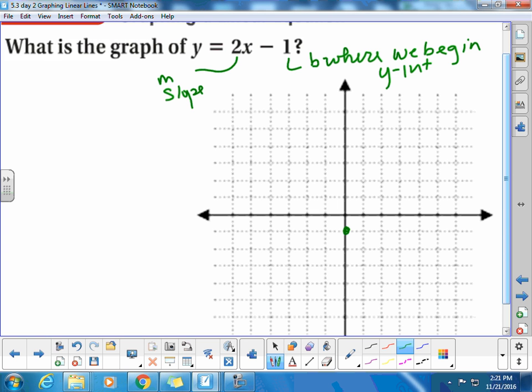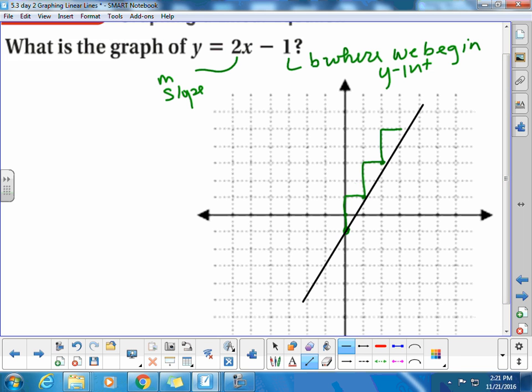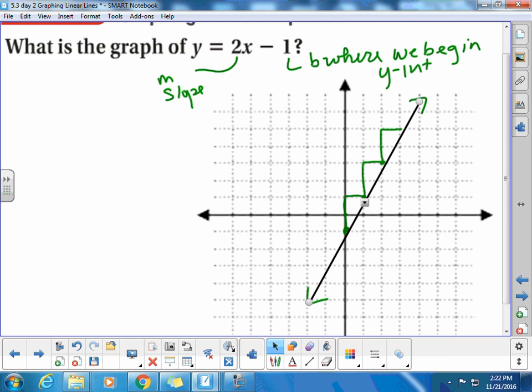So once we have our starting point of negative 1, it says our slope is 2. So that means we go up 2 over 1 and put a point. Up 2 over 1 and put a point. So up 2 over 1, put my second point. Up 2 over 1, up 2 over 1. So that would be my line. And again, you should always put arrows on the ends of it. So there is my line.